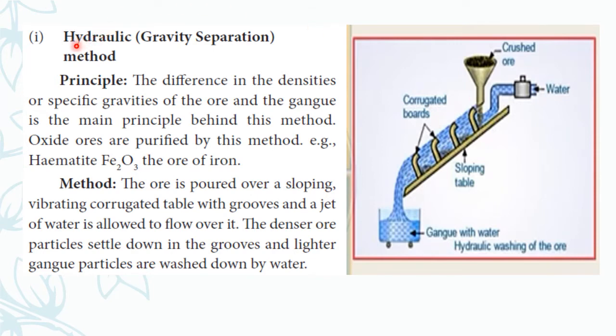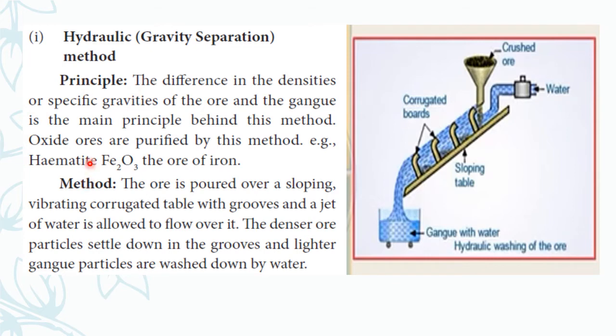The first method is hydraulic or gravity separation method. This is the diagram. Hydraulic washing of the ore. This is crushed ore. This is water is coming. It's a corrugated board. This is the sloping table. Gangue with water is collected here.